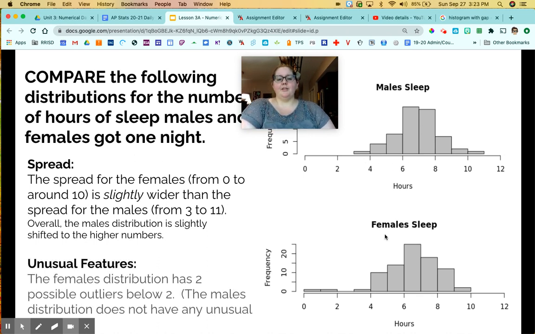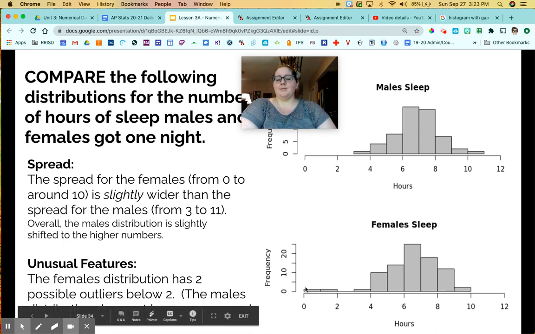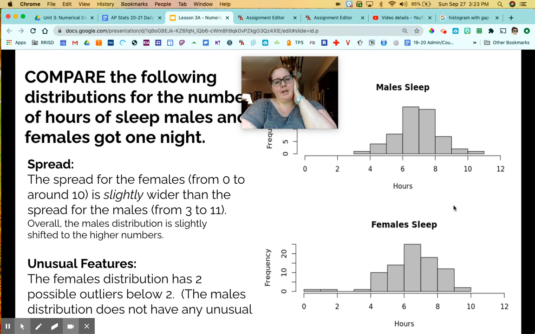Unusual features, I would mention that the female distribution has a couple of possible outliers below 2 hours of sleep, and the male distribution doesn't really have anything. So that would be an example of how I compare.